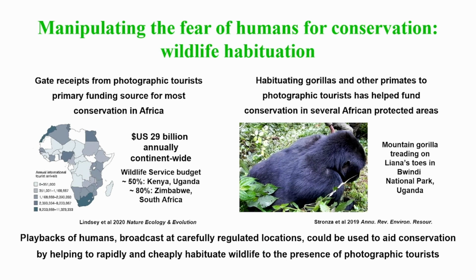Now, in the experiments on populations and communities I described at the outset, we went to great lengths to avoid habituation by broadcasting infrequently and irregularly. If we instead broadcast intensively and predictably, then potentially playbacks of humans broadcast at carefully regulated locations could be used to aid conservation by helping to rapidly and cheaply habituate wildlife to the presence of photographic tourists.